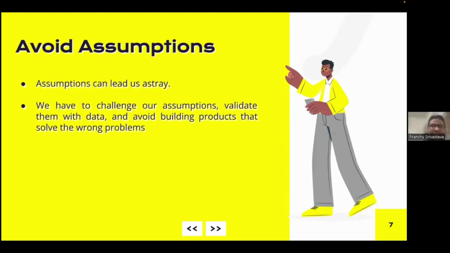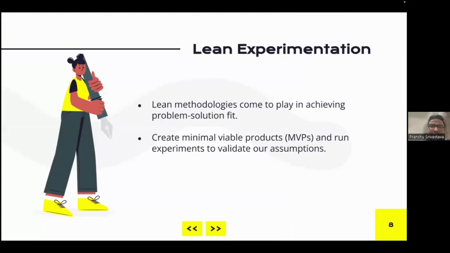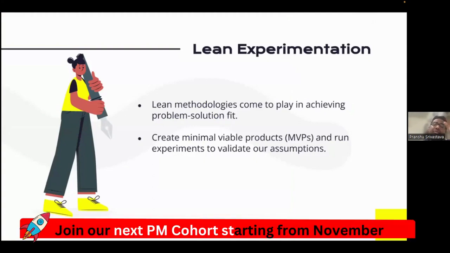So in this slide, we covered avoiding assumptions. Now lean experimentation. Since you have decided those 10-20 things which you are now going to solve first, now is the time for lean experimentation. It gives you a playground kind of a thing where you create an MVP and run experiments to validate your assumptions.